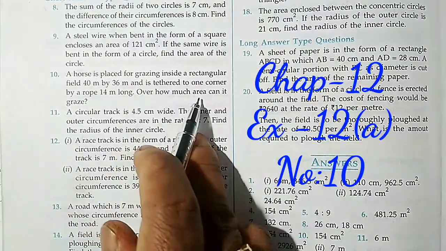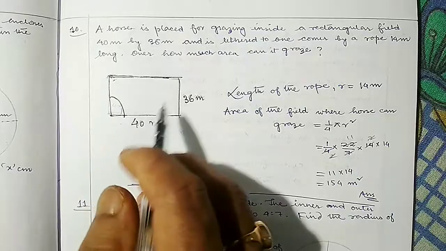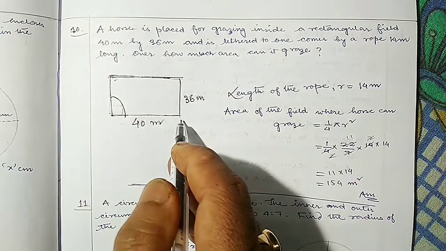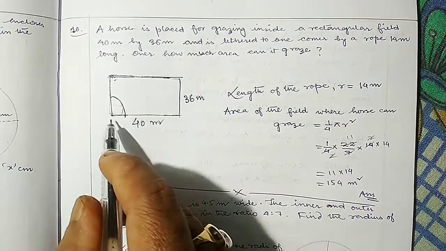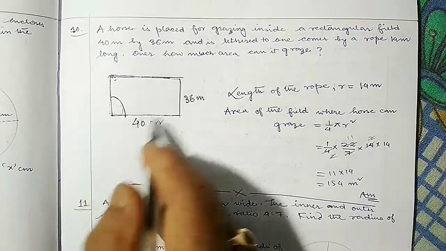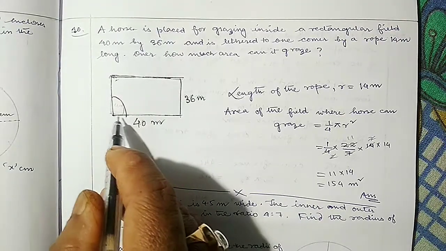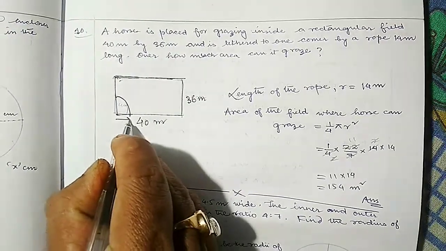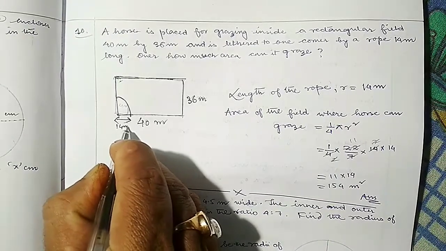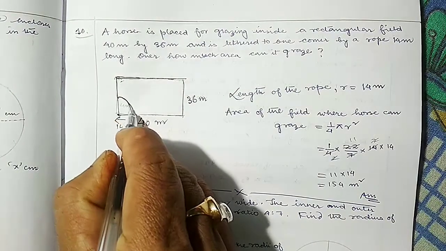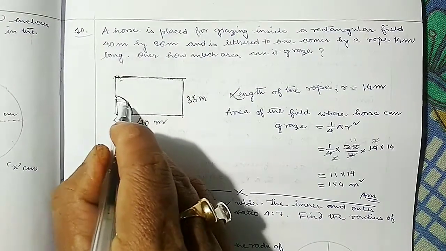Over how much area can it graze? Suppose this is a rectangular field whose length is 40 meter and breadth is 36 meter. A horse is placed for grazing inside this one in such a way that the length of the rope is 14 meters. So this rope is 14 meter and the horse is placed at one corner. So definitely this is the part of the field where horse can graze.